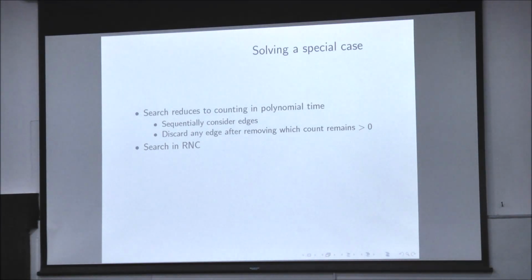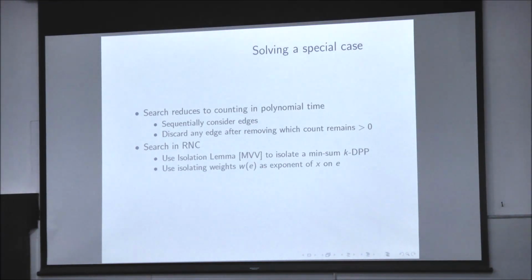And search is also in RNC by the isolation lemma. You can just isolate min sum KDPP using isolating weights as exponents of x on the edges E, and discard any edge, removing which doesn't change the min weight exponent. This is the standard way of doing it using the isolation lemma. So now we have solved this special case, and we want to solve the general case, general one phase case.